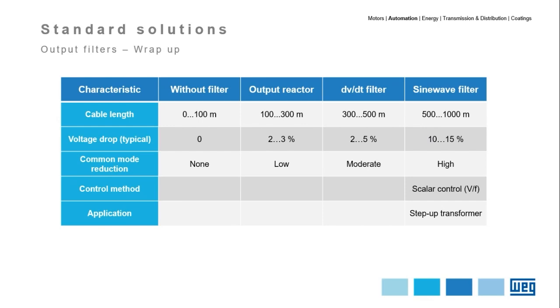Other considerations when sizing the output filter. As cable length increases, the effect of leakage current increases and must be considered when sizing the system. Filters and long cables cause a voltage drop and increase motor current. The sine wave filter does not allow vector control, only scalar. For drives with step-up transformers, it is necessary to use a sinusoidal filter.